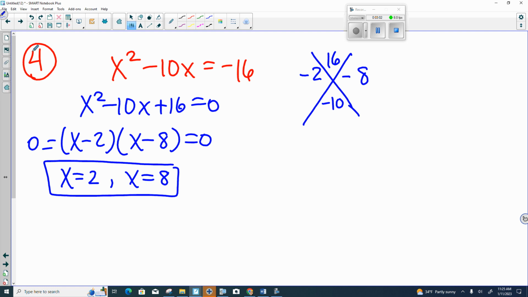Okay, so 1, 2, and 3 are very similar to number 4. Do the factoring tree. In fact, all of their lead coefficients are 1, so we don't even have to divide by anything. Okay, the next one, any questions on this before I move on? Yes?